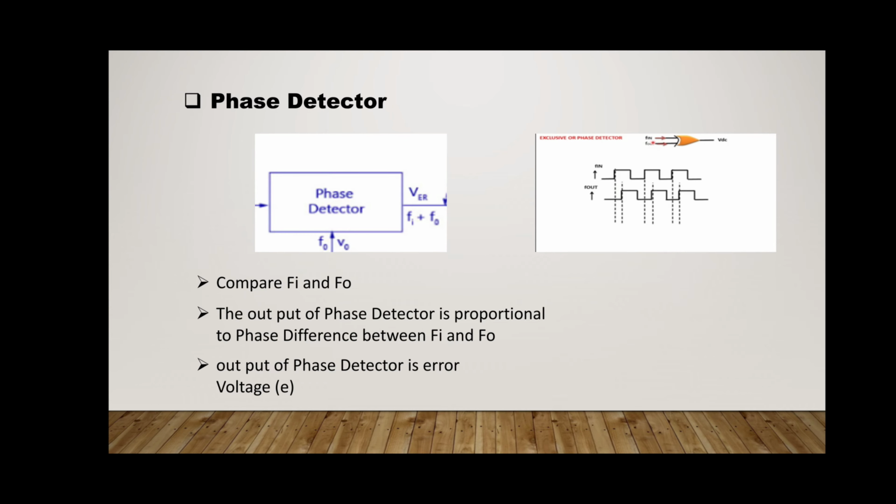Phase detector. In the phase detector we get two inputs, one is Fi and the other is F0. The Fi signal goes to the input and the F0 signal comes through the feedback path of the VCO. Whenever two signals come to the phase detector, it compares Fi and F0. The output of the phase detector is proportional to the phase difference between Fi and F0. Then we get some error in the output also. Let's move to the next slide.